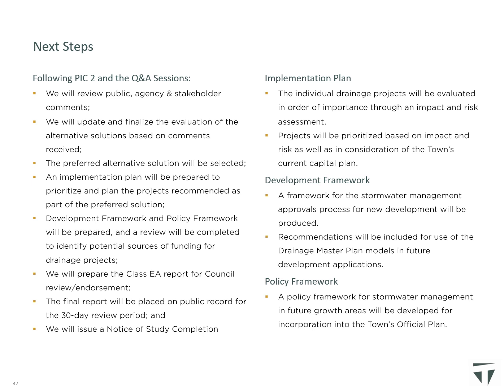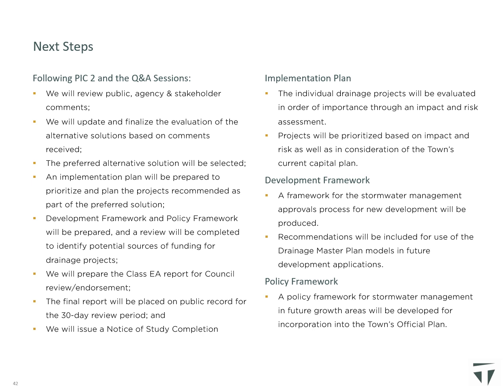Following this, the Class EA report will be finalized and reviewed by Council before being placed on the public record for a 30-day review period. To develop the implementation plan for the Drainage Master Plan, all recommended individual drainage projects will be evaluated in order of importance through an impact and risk assessment, which will consider factors such as infrastructure age and condition, severity of the existing drainage deficiencies, probability of failure, and economic, social, and environmental risks.